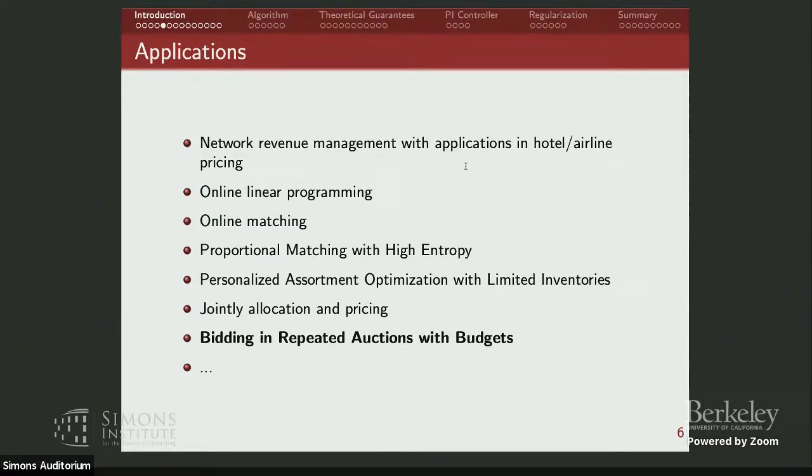Great. There are lots of applications for this online allocation problem, from network revenue management in hotel and airline pricing, to online linear programming, online matching, proportional matching, the assortment problem, joint allocation and pricing, etc. What really motivated me to work on this problem is bidding in repeated auctions with budget constraints.